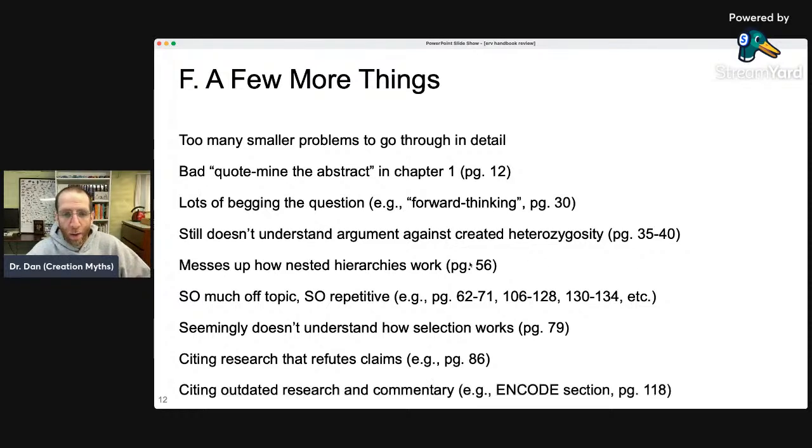And then the last thing on this slide here, and there's other stuff I just left off, but it's like, where's Waldo? Go through and find your own problems. We're citing outdated research and commentary here.